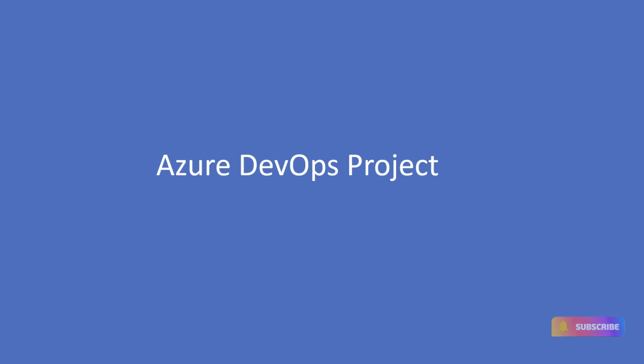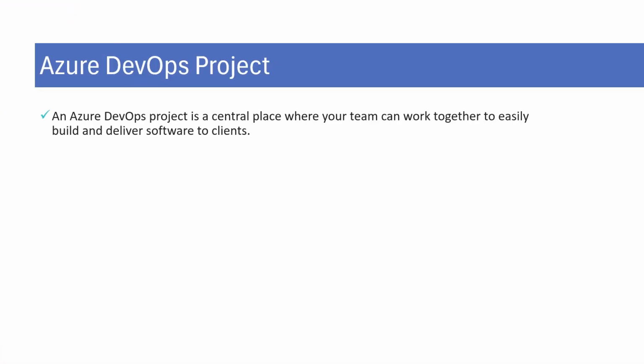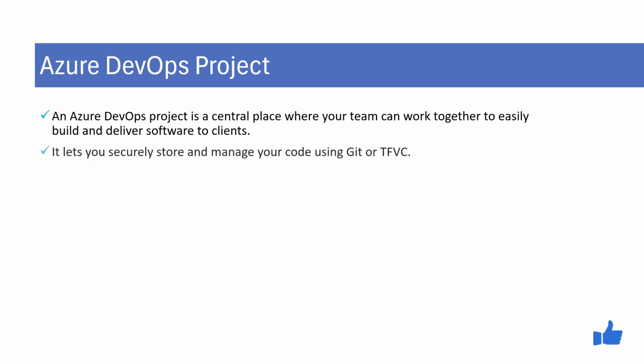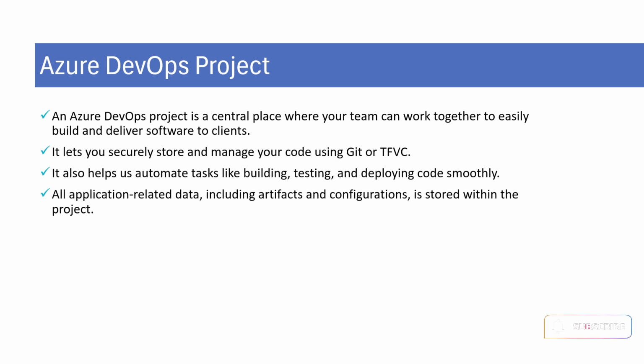Let's understand about Azure DevOps project. What exactly does an Azure DevOps project consist of? So, Azure DevOps project is a central place where your team can work together to easily build and deliver software to clients. It lets you securely store and manage your code using Git or TFVC. It also helps us to automate tasks like building, testing, and deploying code smoothly.